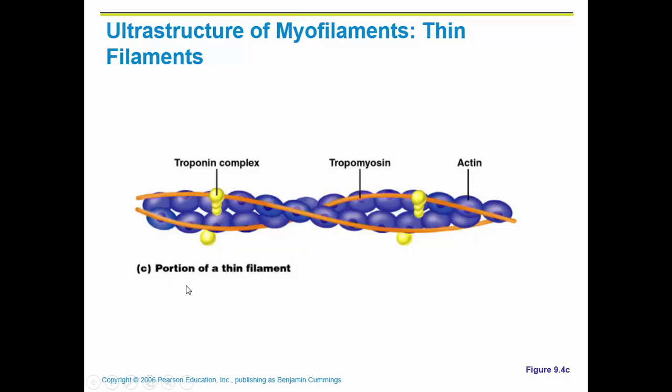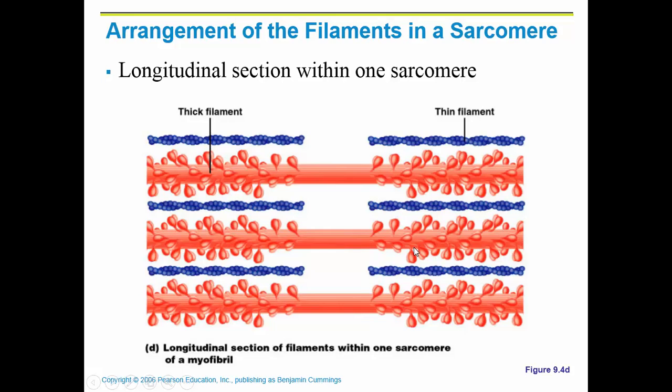And so this is what the thin filament looks like, and it is actin. So the purple balls are actin. The dark portion is the active site. The orange strand is tropomyosin, and then the yellow is the troponin.